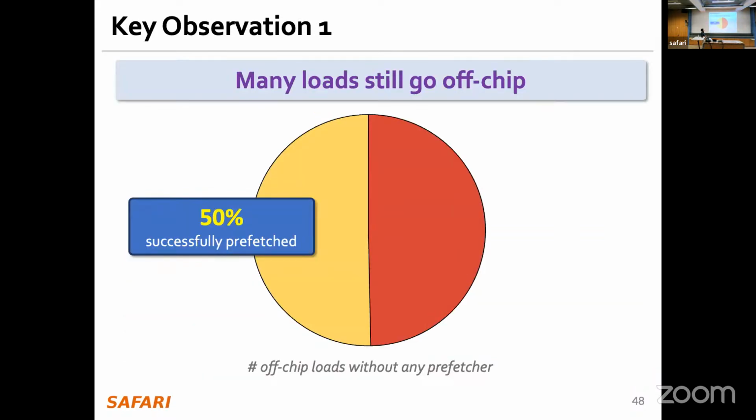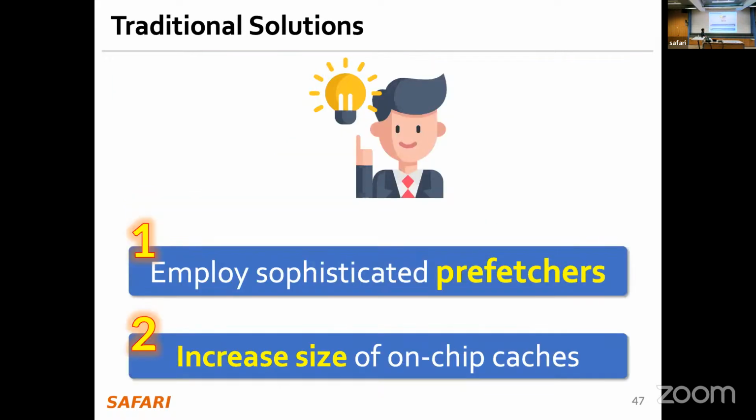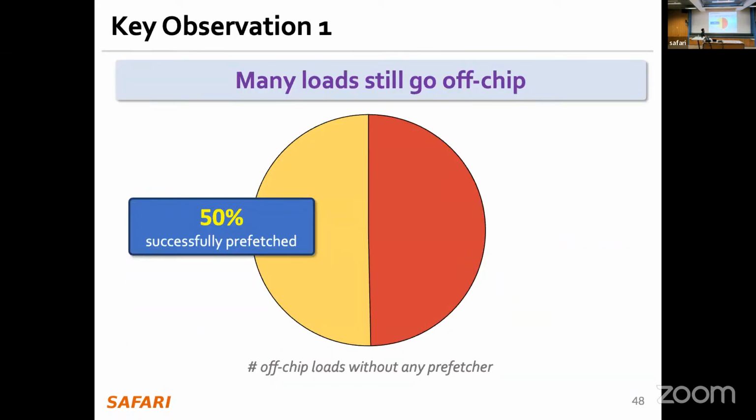So let's go back to the first observation. If you have a sophisticated prefetcher, what happens there? Even in the presence of a sophisticated prefetcher, like in this case where we examined Pythia, many loads still go off chip. What fraction? A little more than 50% is successfully prefetched. So 50% of the requests that would have gone off chip if Pythia was not there are not going off chip now, but the remaining 50% is still there. That's essentially the culprit.